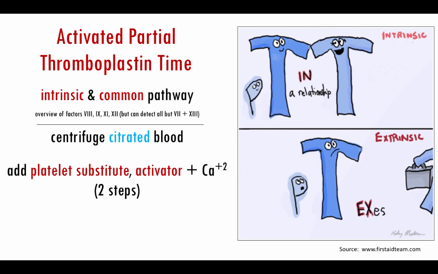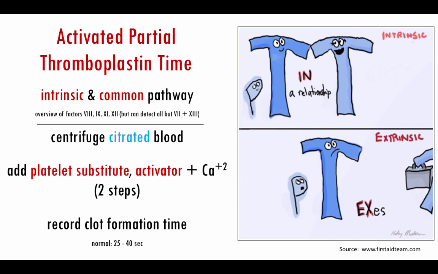One of the ways you can tell the difference between intrinsic and extrinsic: the PTT is when the T's are in a relationship, intrinsic, and then the PT is when the T's are not in a relationship, they are X's or extrinsic. Kind of sad, but I think it gets the job done, right? So you'll do this whole thing, and then you'll record clot formation time, and normally this will take a little bit longer. The intrinsic system is a little bit longer. It's about 25 to 40 seconds.